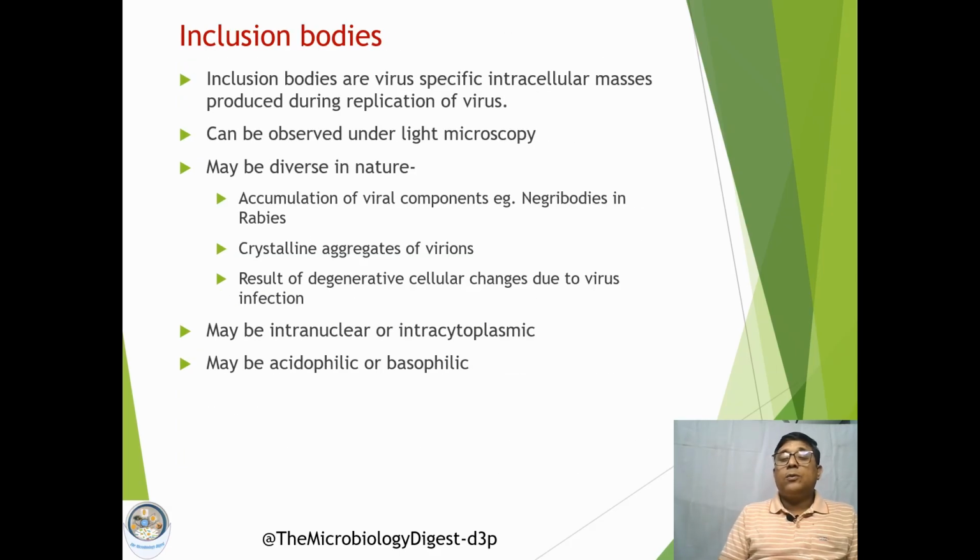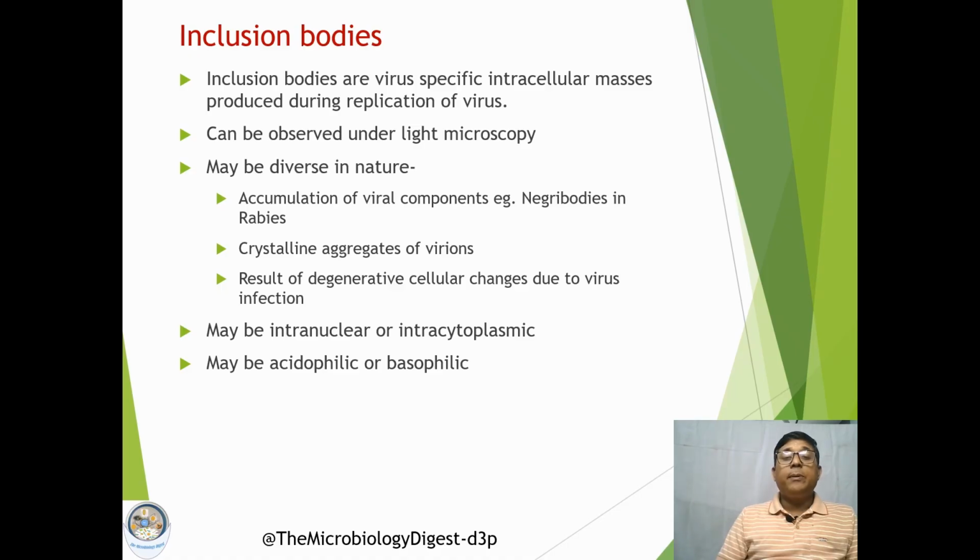Now we have come across one term, that is inclusion bodies. Inclusion bodies are virus specific intracellular masses which are produced during the course of virus replication, that is, during the multiplication of the virus. These inclusion bodies can be observed under light microscopy, and many a time they serve as an important diagnostic tool for some of the diseases.